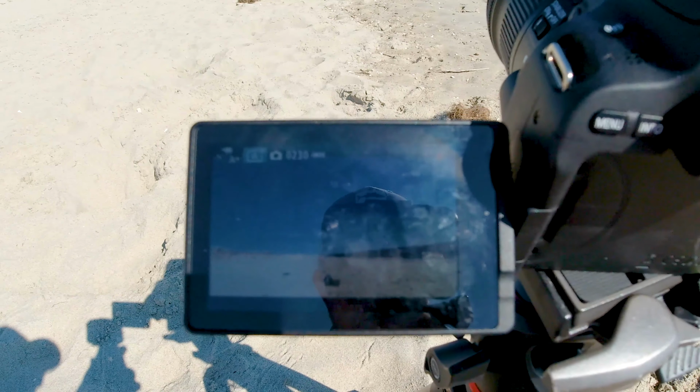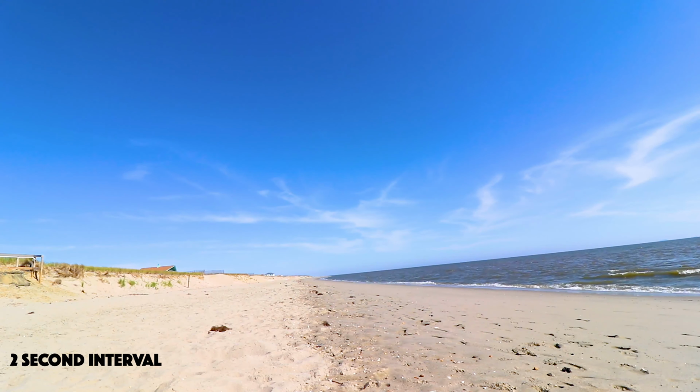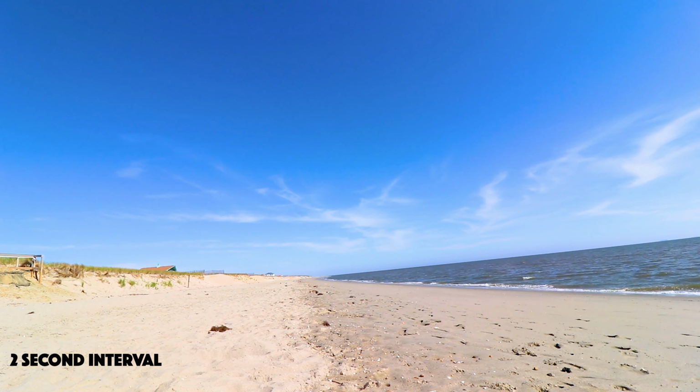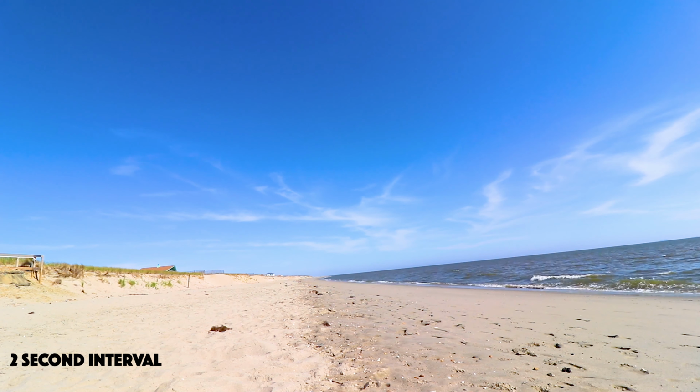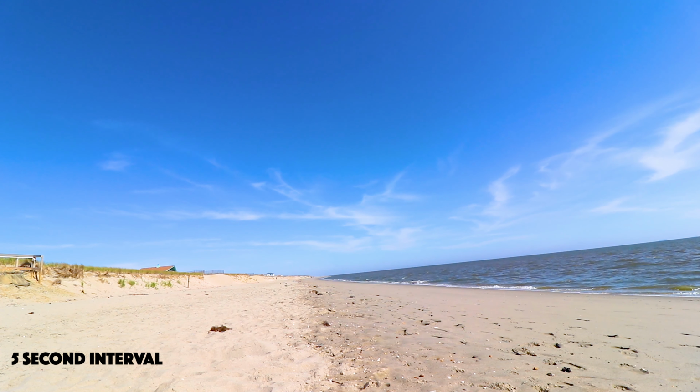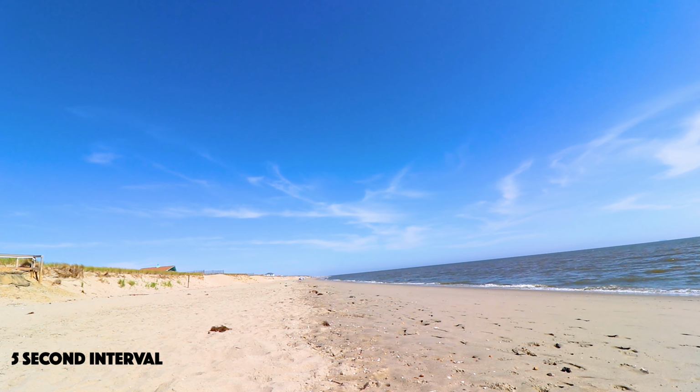Right now we have very little motion, so I'm guessing we could get away with the 10-second interval and be okay. First is the 2-second, then the 5-second, and then the 10-second. And in this first scene, I want you to notice the clouds. The clouds are going to be basically the main subject of the time lapse.